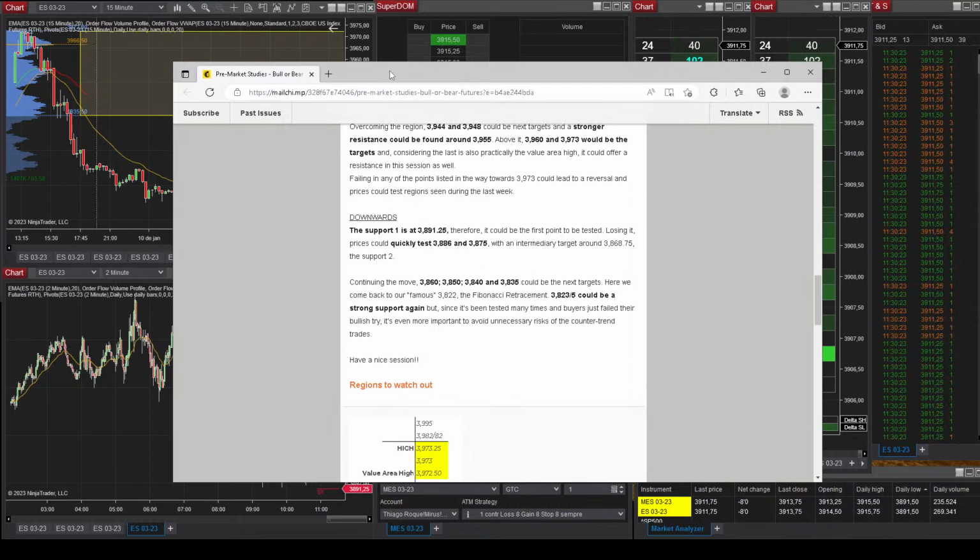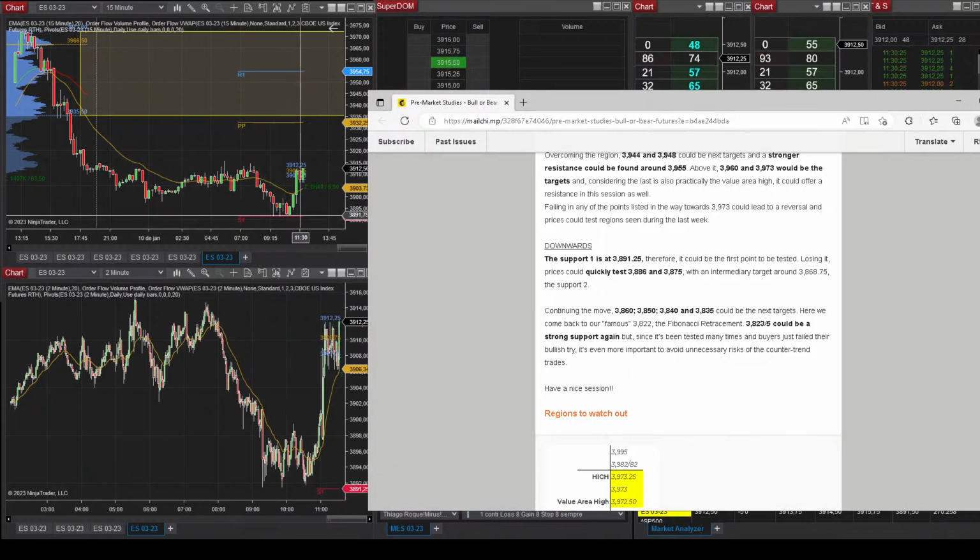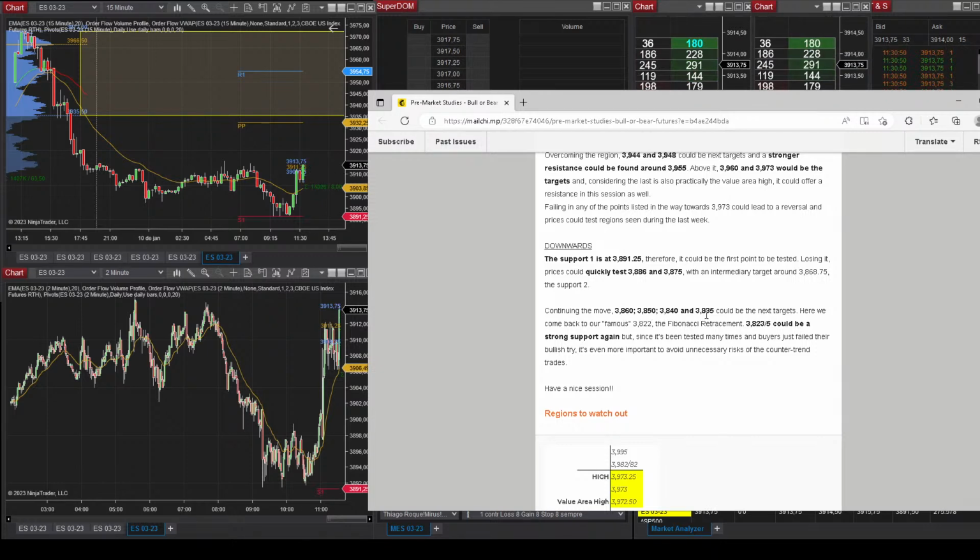Moving downwards, we have 3895, that's an important region. And we also have here the 3891, that's the support one. So trading below the 91 could lead to a test of 86 and 75. It could be quick. And then we would have the 3860, 50, 40, and 35 as next regions. And below it, the 23 to 25, that is actually an important region.